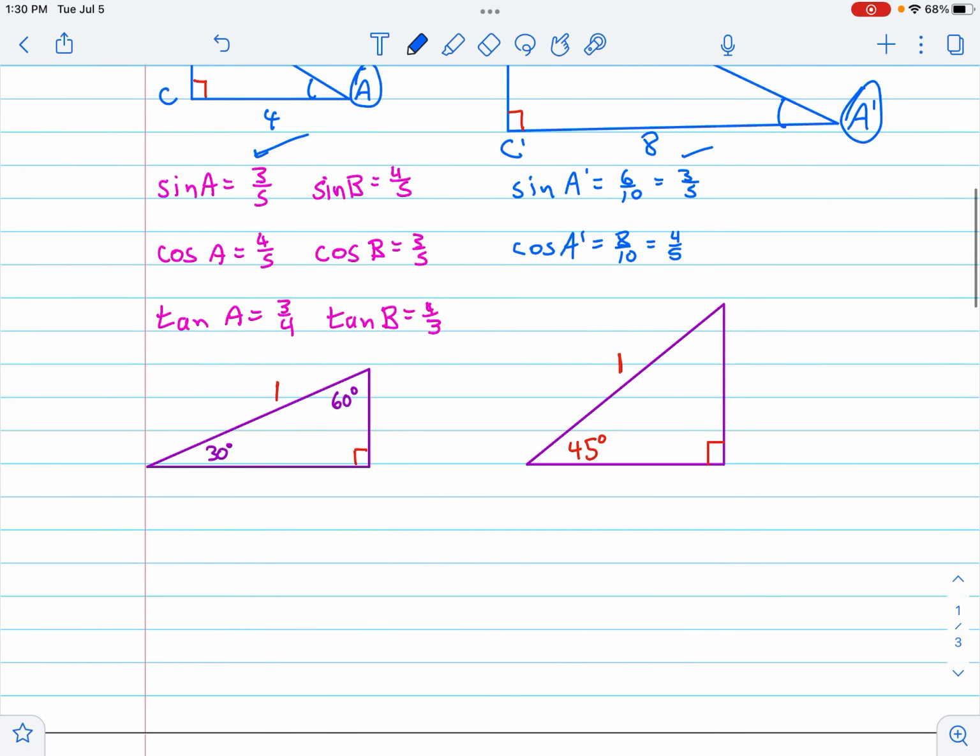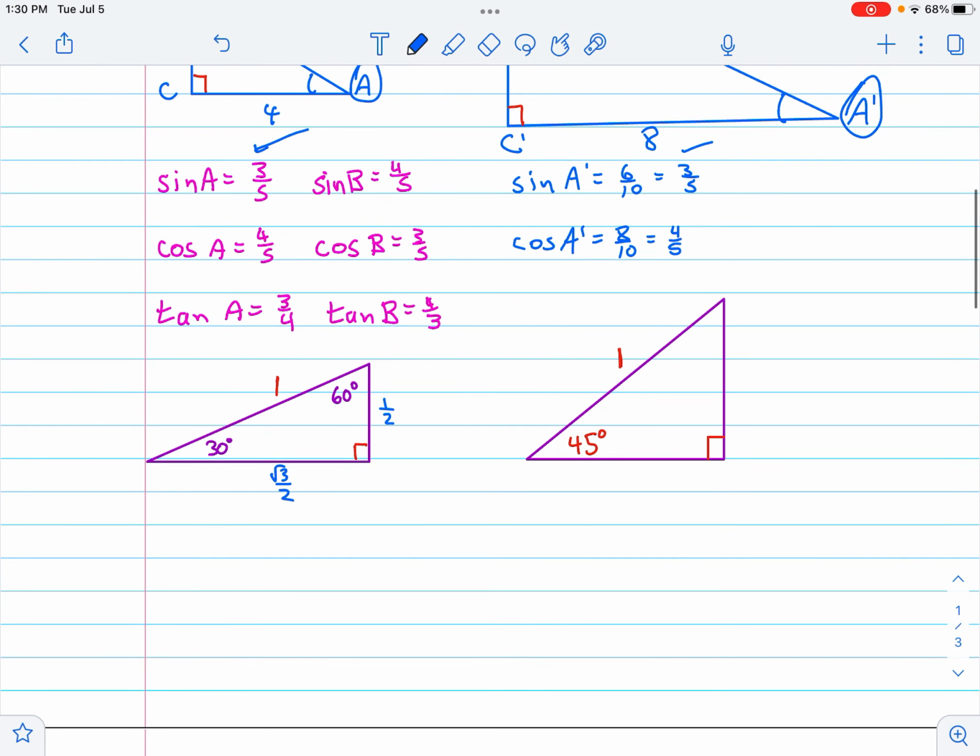Now this is a 30, 60, 90 triangle. Remember, the side opposite the 30 degrees is half the hypotenuse, and the side opposite the 60 degrees is half the hypotenuse times the square root of 3. Now let's see if we can figure out what is the sine of 30 degrees. The sine of 30 degrees is 1/2 divided by 1, or in other words, 1/2.